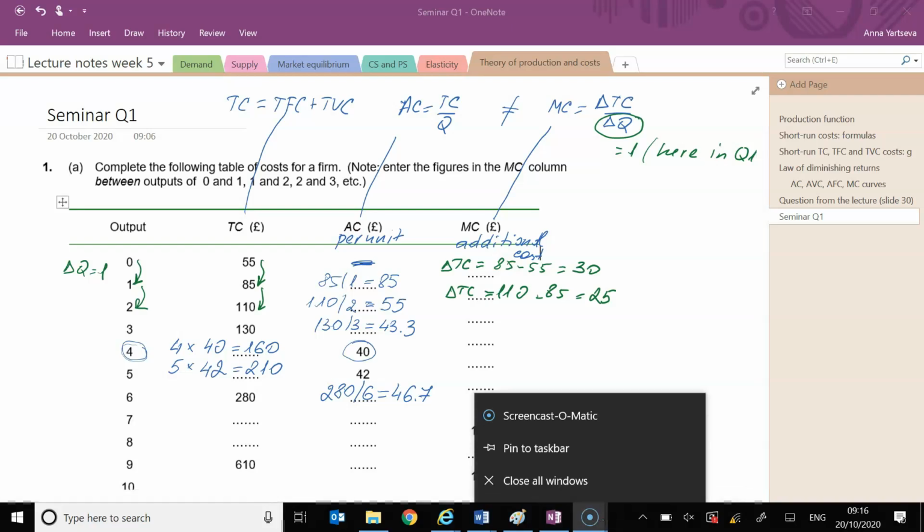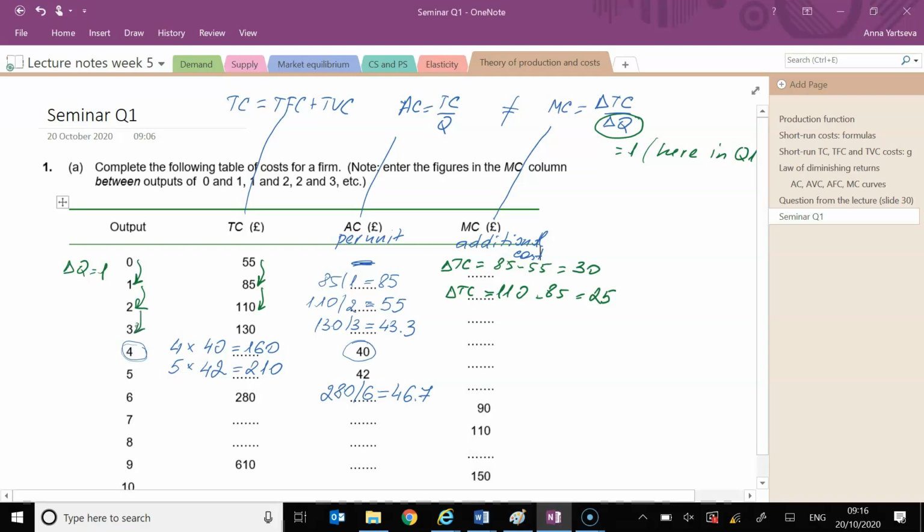Next, when we produce the third unit of output, our production level goes up by one more unit. Total cost increases again, but by a different amount, from 110 to 130. So marginal cost will be equal to 130 minus 110, which is 20. 20 is the correct answer.